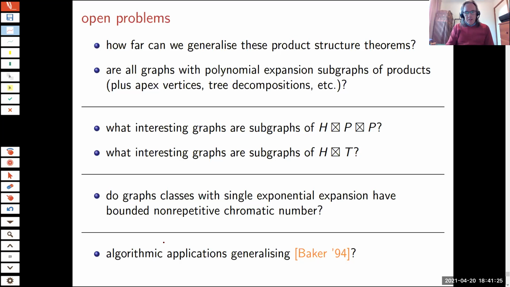Finally, algorithmic applications. For those who are interested in algorithms, you think that this product structure theorem should be useful for getting efficient algorithms. There's a famous paper of Baker that produced approximation algorithms on planar graphs. Basically, Baker's idea is that if you take a layering of a planar graph, each layer has bounded treewidth. Well, this product structure theorem gives you a lot more structure than that. So you feel like it should be useful for getting algorithmic applications. It's a very broad question, but I think there's a lot of scope there for getting algorithmic results.